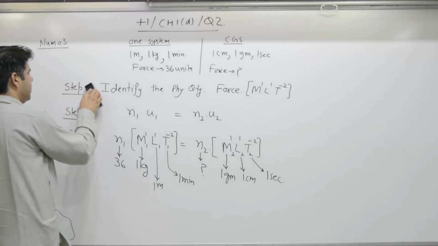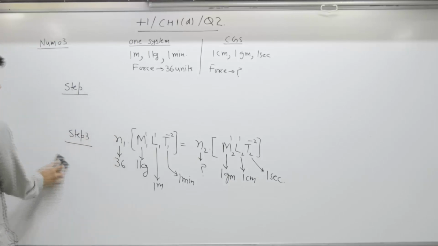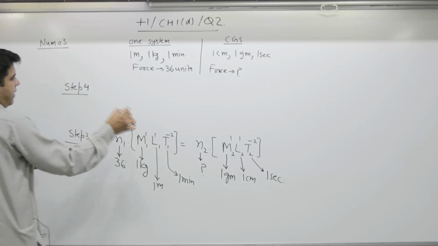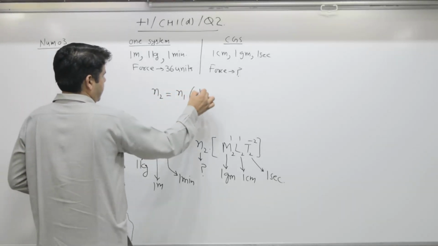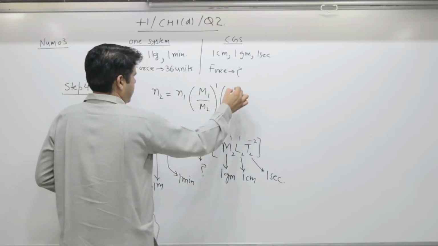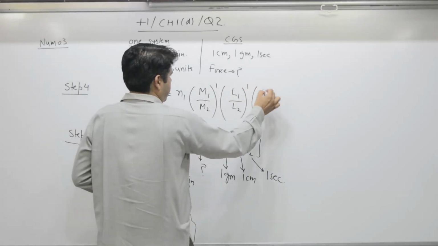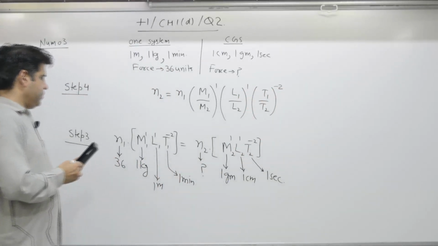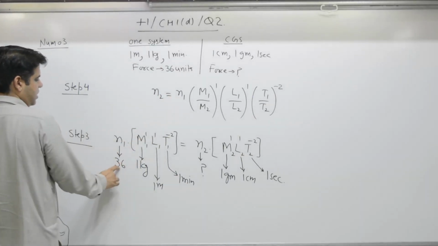Step 1, if you have written step 1 and step 2, step 4: N2 is equal to N1, M1 by M2 power 1, L1 by L2 power 1, T1 by T2 power minus 2. N1 is what? 36.